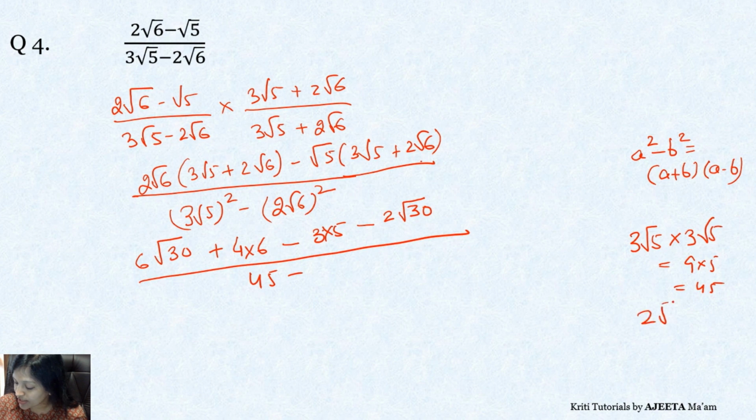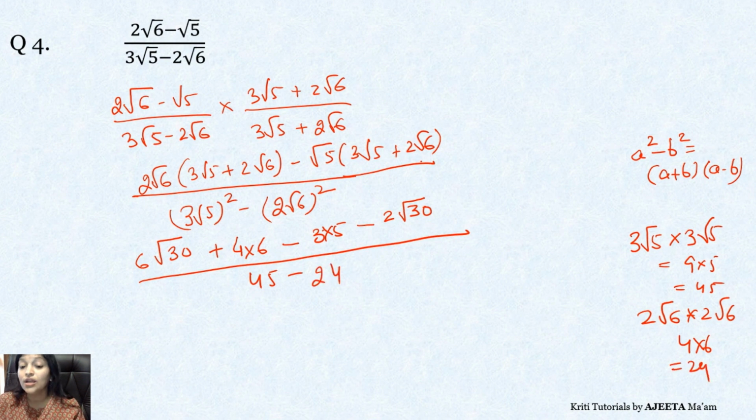Same way, 2 root 6 into 2 root 6. What will you get? 4 into 6, that is 24. So you can see in this question that we are not getting 1 in the denominator. In the previous question we were getting 1, right? So there is no rule that we are always going to get 1. Now 6 root 30 minus 4, 2 root 30 is 4 root 30.